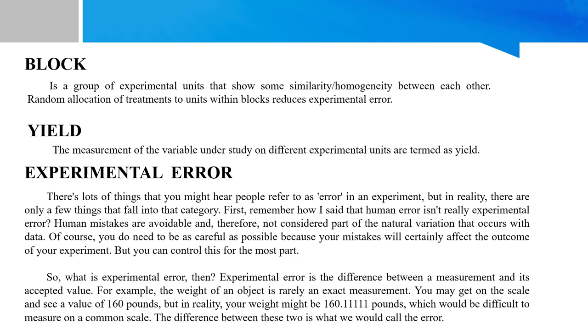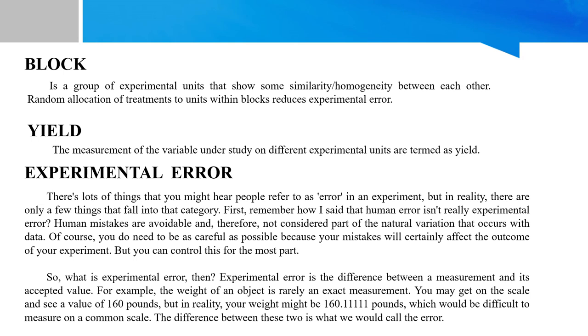The next one is yield. The measurement of the variable under study on different experimental units is termed yield. For example, the yield of milk, the yield of paddy. Different treatments are allotted to the experimental units and that outcome is measured. That outcome is called the yield.